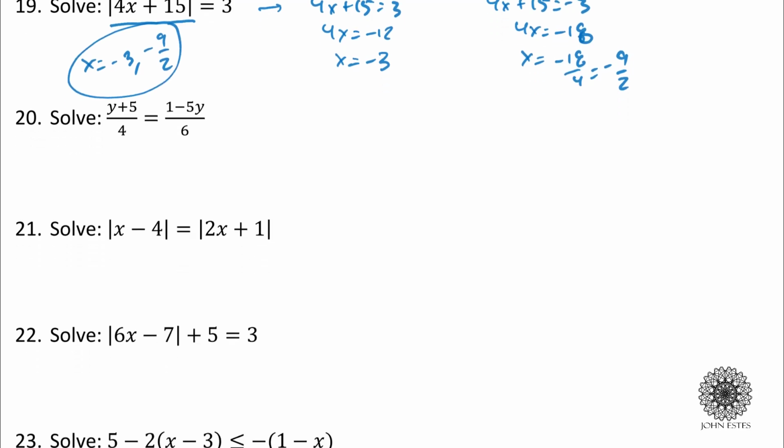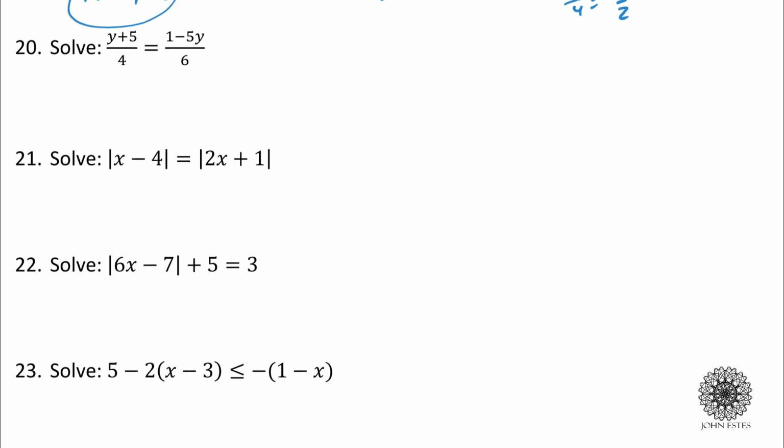Okay, number 20. I want to clear my denominators here. I don't like the denominator, so to get rid of the 4, I'm going to multiply both sides by 4. And to get rid of the 6, I'm going to multiply both sides by 6. The result is that on the left-hand side the 4 in the numerator and the 4 in the denominator cancel, and on the right-hand side the 6's cancel.